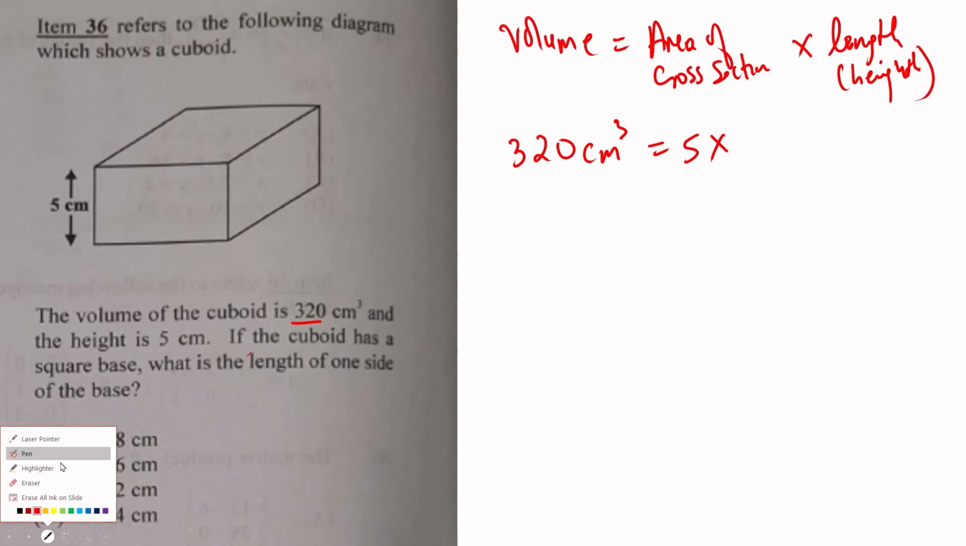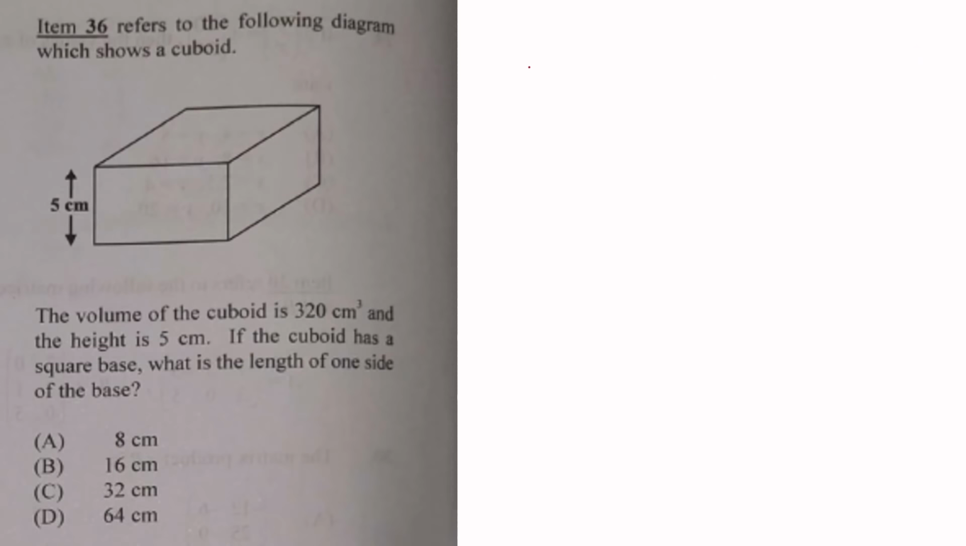Incorrect. Can just delete. Item 36 refers to the following diagram, which shows a cuboid. So we have our cuboid here. The volume of the cuboid is 320 cm³, and the height is 5 cm. If the cuboid has a square base, what is the length of one side of the base?